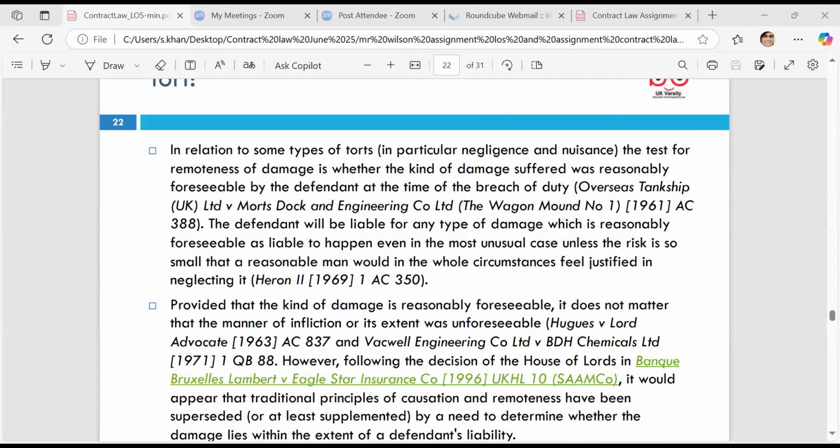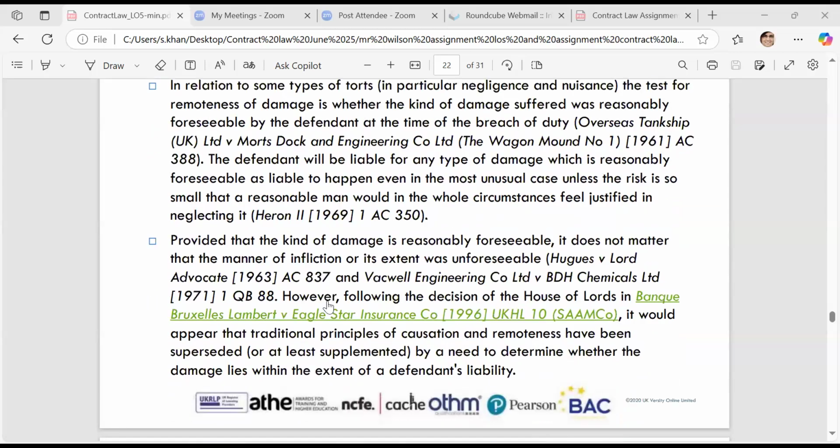In regards to tort law, in relation to some types of tort, the test for remoteness of damage is whether the kind of damage suffered was reasonably foreseeable by the defendant. Famous case is the case of Banque Bruxelles Lambert and Eagle Star Insurance Company, 1996.